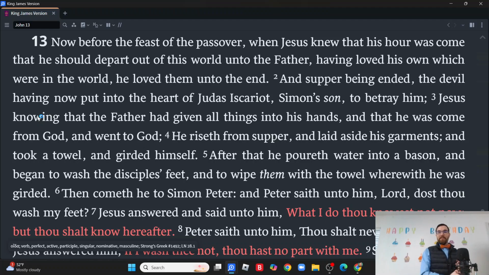So supper being ended, the devil having now put into the heart of Judas Iscariot, Simon's son, to betray him. That's like a piece of something you need to know, almost like a little sidebar, like this is also true. So you have Jesus knows his hour is coming. He's going to depart out of this world in a horrific way. He's loved his own that were in the world. He's going to love them to the end, a horrific crucifixion end. Also, you need to know of what Jesus is knowing. Supper's ended. Devil has put into the heart of Judas Iscariot to betray him. Jesus, knowing that the Father had given all things into his hands and that he was come from God and went to God, all of that is what Jesus is knowing and continuing to know.